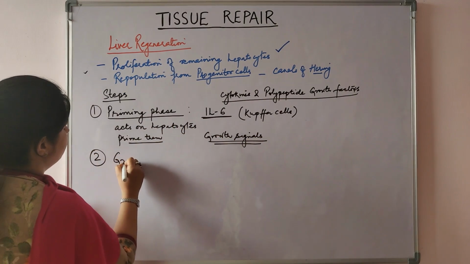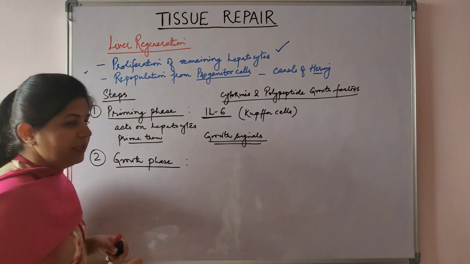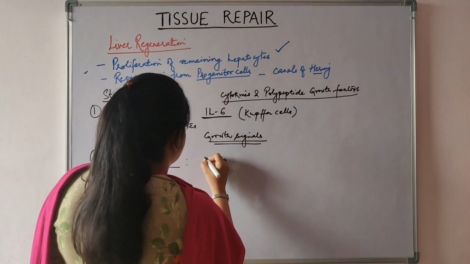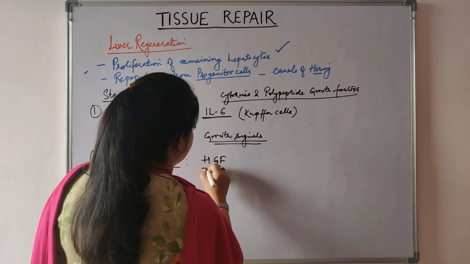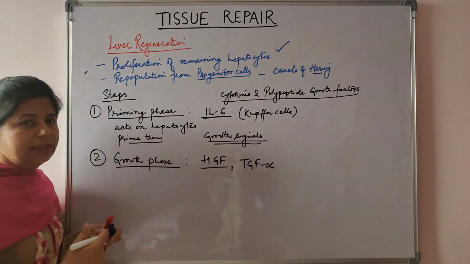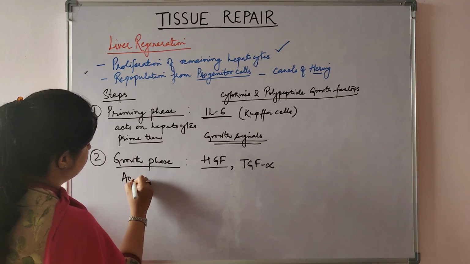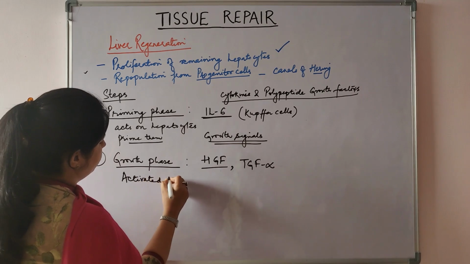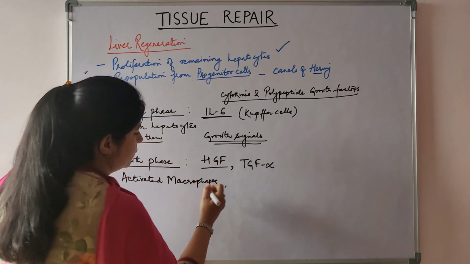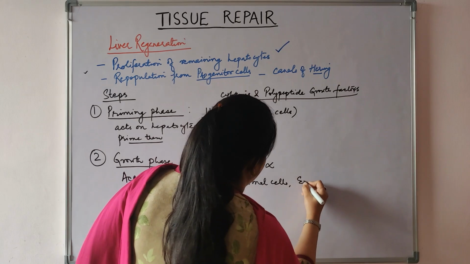In the second phase, or the growth phase, various growth factors act on the primed hepatocytes. What are these growth factors? These are hepatocyte growth factor, TGF alpha. And what is the source of these growth factors? An important source of growth factor is activated macrophages. Also, growth factors are produced by stromal cells, epithelial cells.